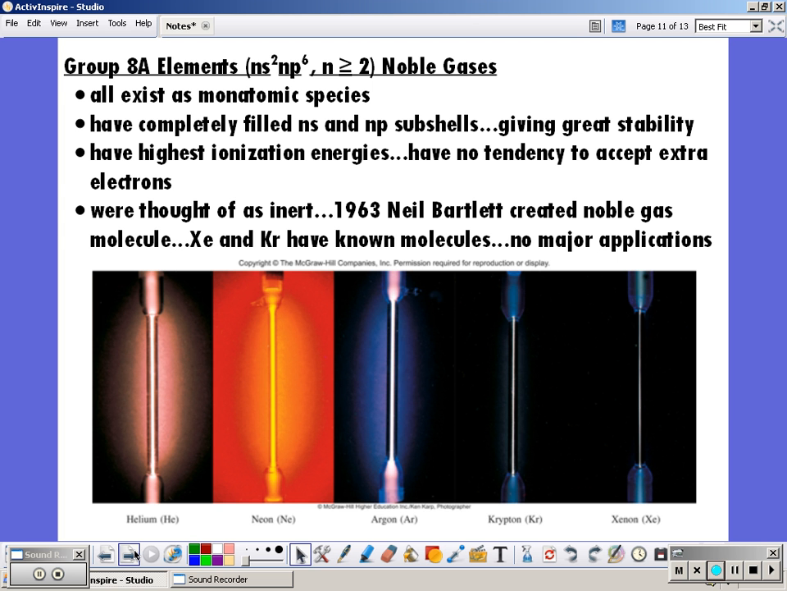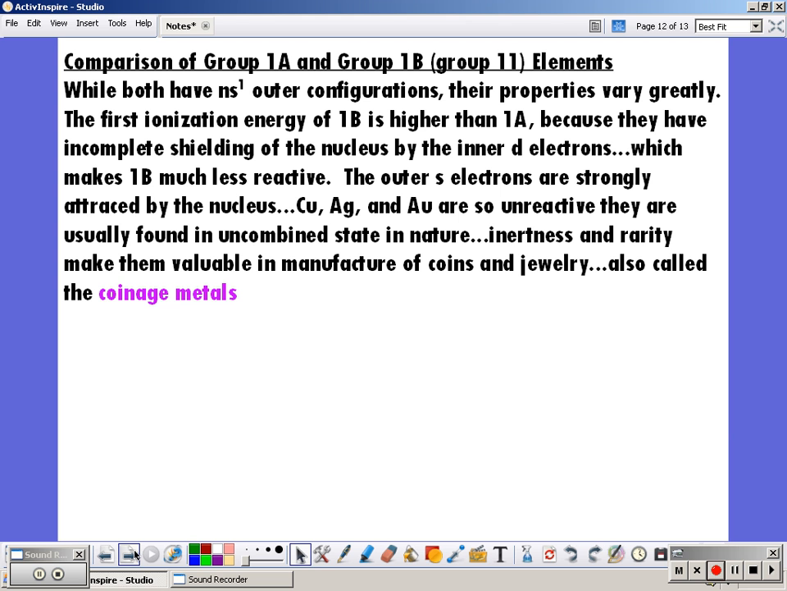Alright, so if we compare group 1A and group 1B, which is actually group 11, your copper group, they both have an outer configuration of ns1. Remember, group 11 will steal 1 from the S to fill the D. So their properties we would think would be the same, but they're actually very different. The first ionization energy of group 11 is higher than group 1 because they have incomplete shielding of the nucleus by the inner D electrons. So that makes the group 11 much less reactive. The outer S electrons then are strongly attracted to the nucleus.